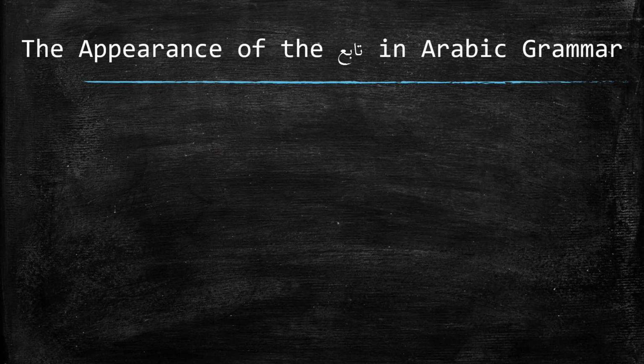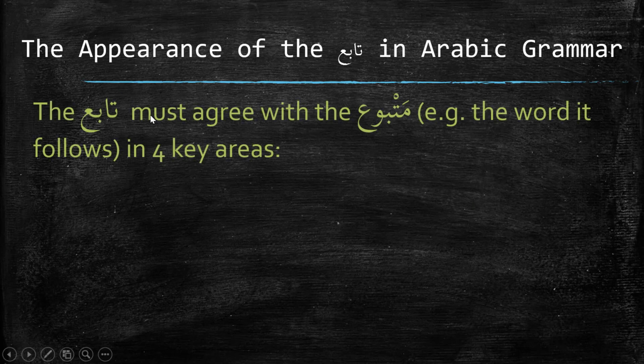So how does the tabi' appear in Arabic grammar? The tabi' must agree with the matbu'a, yani the word that it follows. So that's the maf'ul form for tabi', matbu'a. So the tabi' must agree with the thing that it follows in 4 key areas. Gender. They have to be the same gender. Male, male. Female, female. That's how it works.